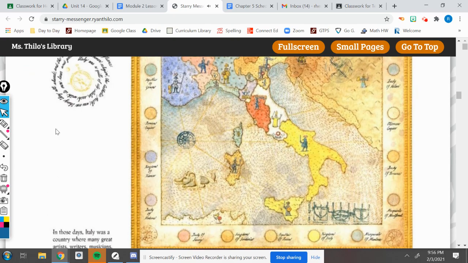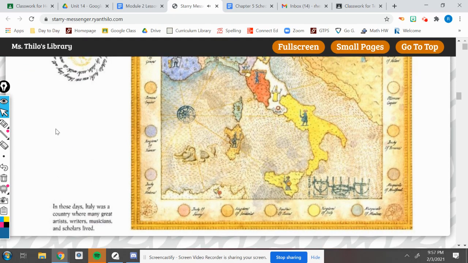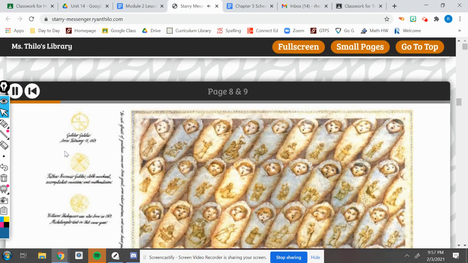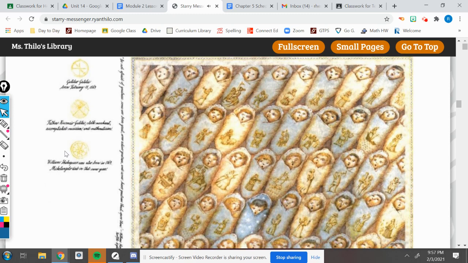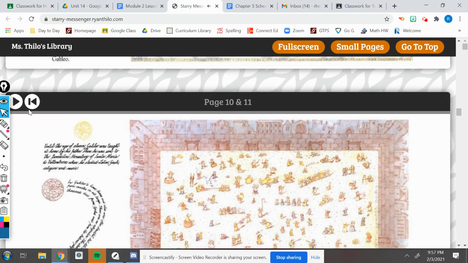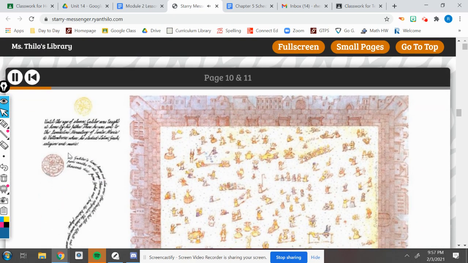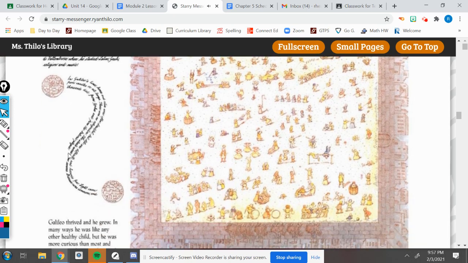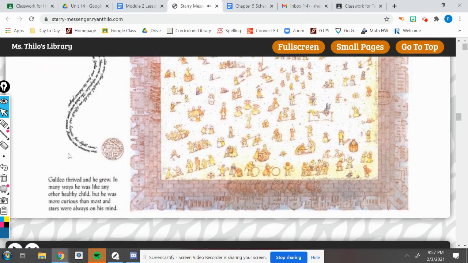In the Western country where many great artists, writers, musicians, and scholars live, in the city of Pisa, a little boy was born with stars in his eyes. The stars named him Galileo. He thrived and he grew. In many ways, he was like any other healthy child, but he was more curious than most, and stars were always on his mind.